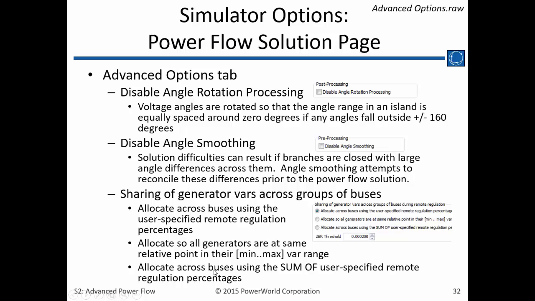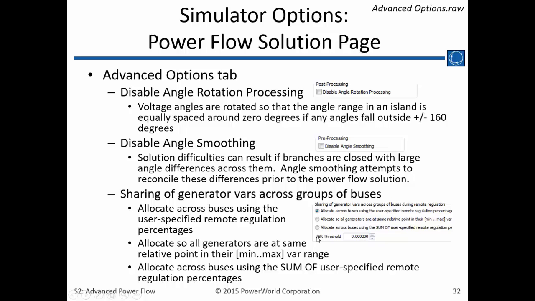You can also allocate across buses using the sum of user-specified remote regulation percentages instead of using the user-specified actual values. And then there's also what we call a ZBR threshold here, which we don't talk about, but this is just at what point do you consider a branch a zero impedance branch? And so you can say if the impedance is below 0.0002, we call that zero impedance branch.